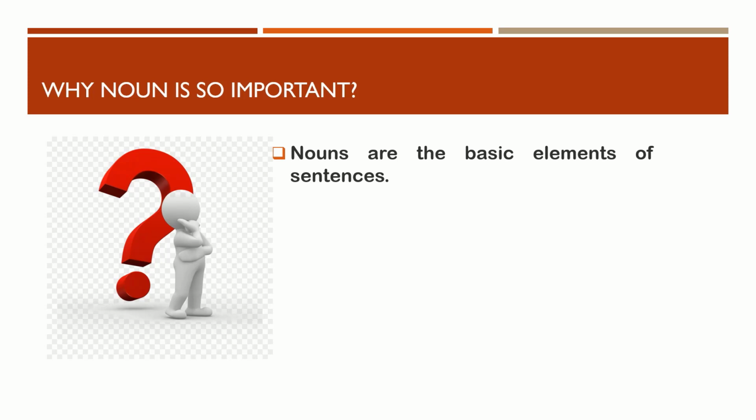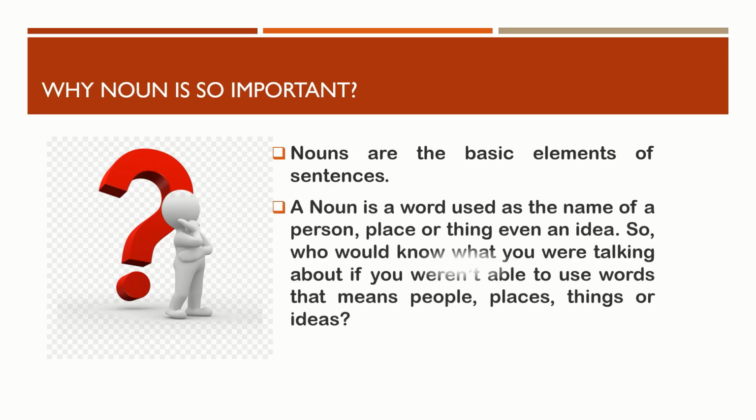And as per the definition of noun, a noun is a word used as the name of a person, place, or thing, even an idea. So, who would know what you were talking about if you weren't able to use words that mean people, places, things, or ideas? So, noun is one of the most important parts of English grammar. And if you really want to know English grammar well, you will need to know about noun.